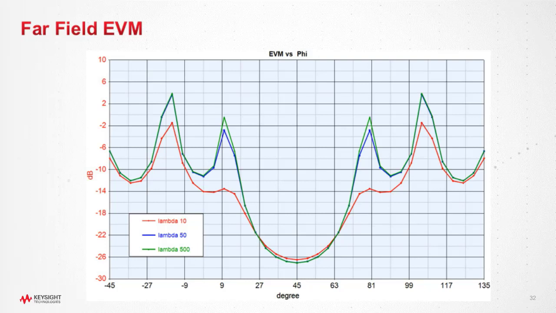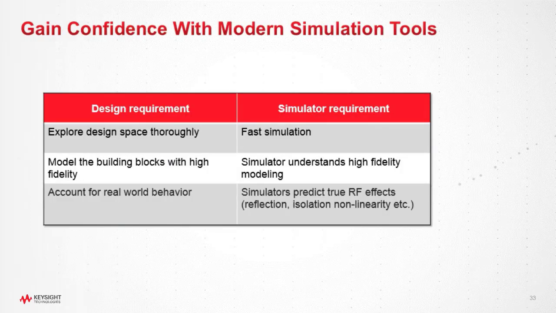And then what we are showing here is, as we moved away from the phased array, initially we might be in the near field. As we move into the far field, how the EVM pattern evolves. So at the bore site, at the 45 degrees, we have the best EVM, and then as we move away from that, the EVM degrades as shown here. So far, we have seen that with proper tools, we can meet the design requirements, and we can gain a lot of confidence in our design itself.